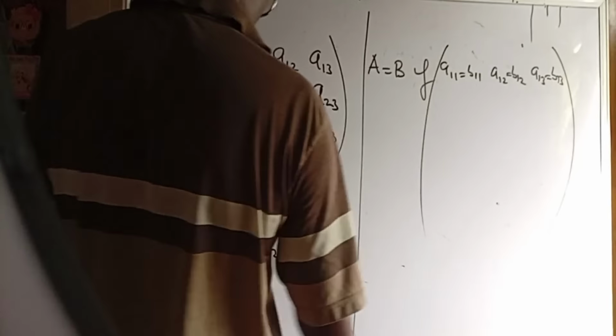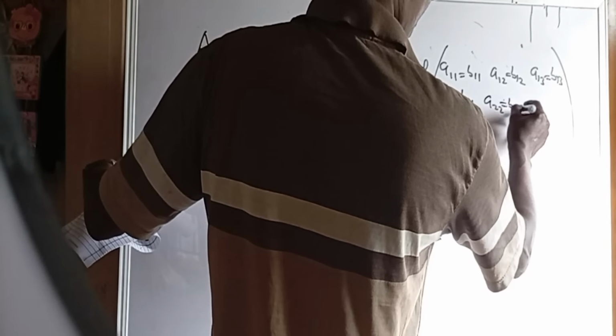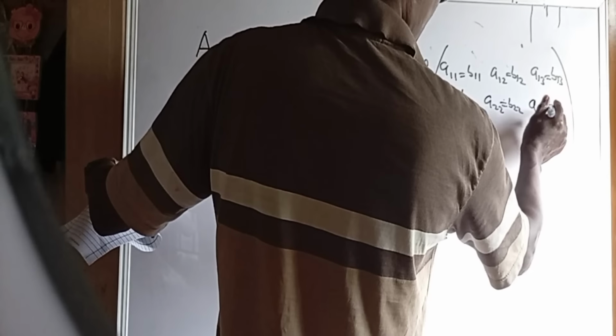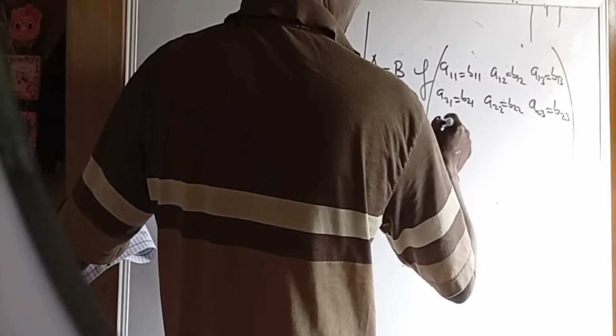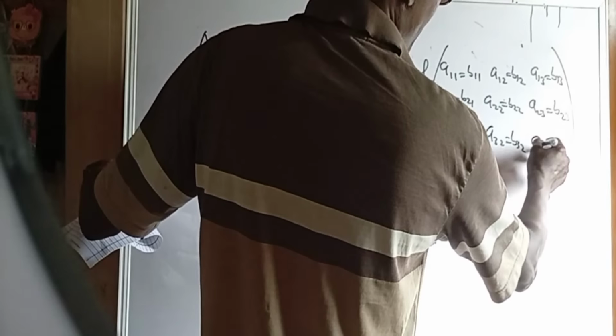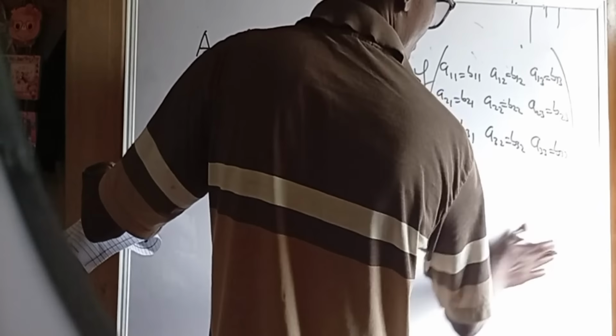So A21 is equal to B21. A22 is equal to B22. A23 is equal to B23. I hope you get it now. A31 is equal to B31. A32 is equal to B32. A33 is equal to B33. So that is when they are equal.